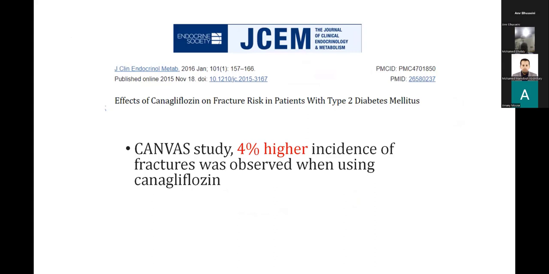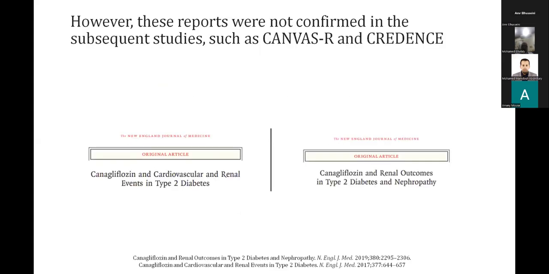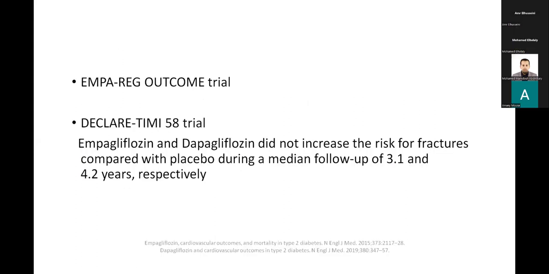First, in the CANVAS studies, they found a 4% higher risk of fracture when using canagliflozin. But in subsequent studies, like the CANVAS-R or CREDENCE study, the higher risk of fracture was not confirmed. Also, studies done for empagliflozin and dapagliflozin didn't confirm any increase in risk of fracture associated with their use, after follow-up of about 3 and 4 years.